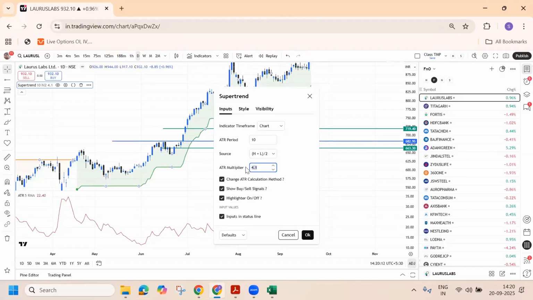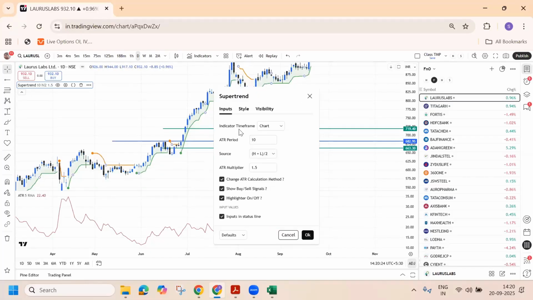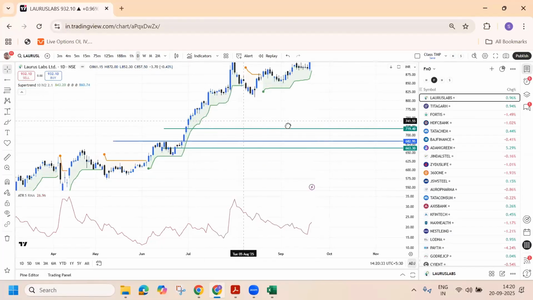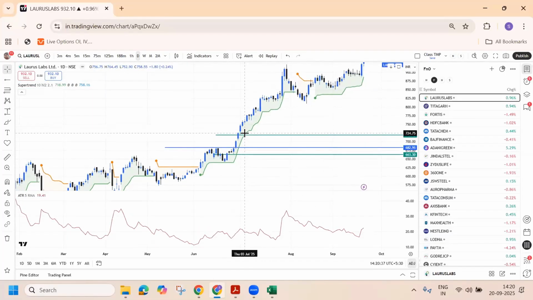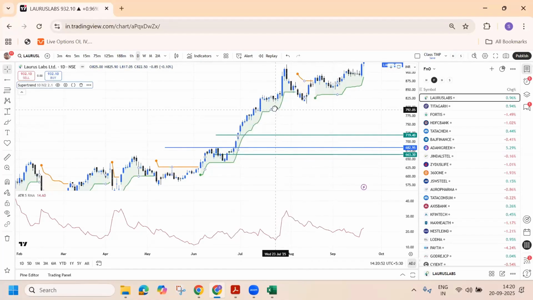If I make it 1.5, it will come closer to the price. What I have found through my experience of many years of using this is 2.1. The first stop loss is on hit basis. Next stop loss is on price closing below this. And if I have this stop, I would not put a stop loss every day, not required.